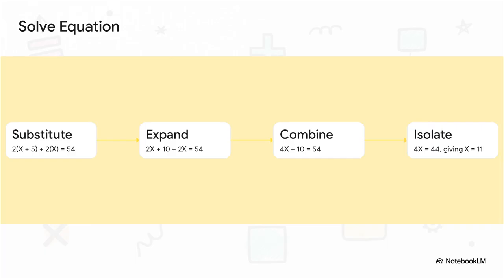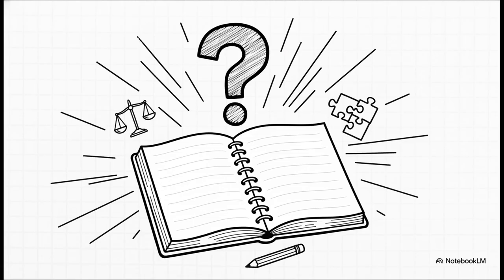And then, remember the golden rule? We subtract 10 from both sides. That leaves 4x equals 44. Divide by 4, and boom, x equals 11. Since x was our width, the width is 11 meters, and our length is x plus 5, giving us 16 meters. Problem solved. You've done a phenomenal job following along today.